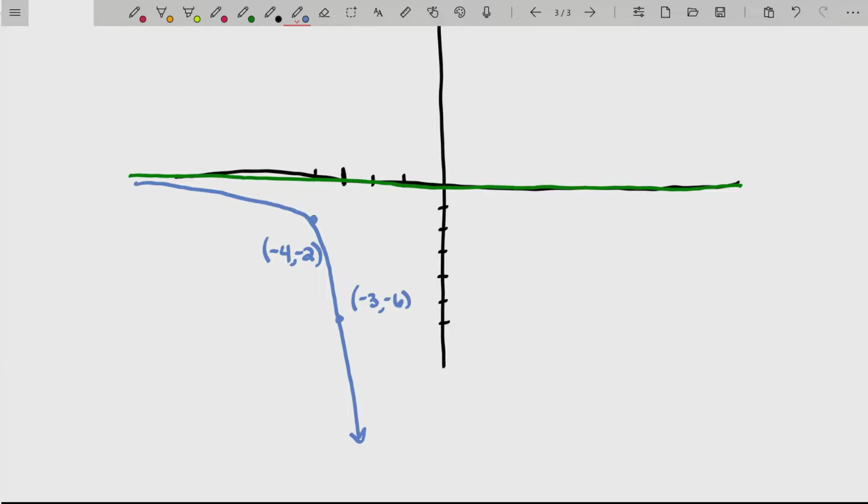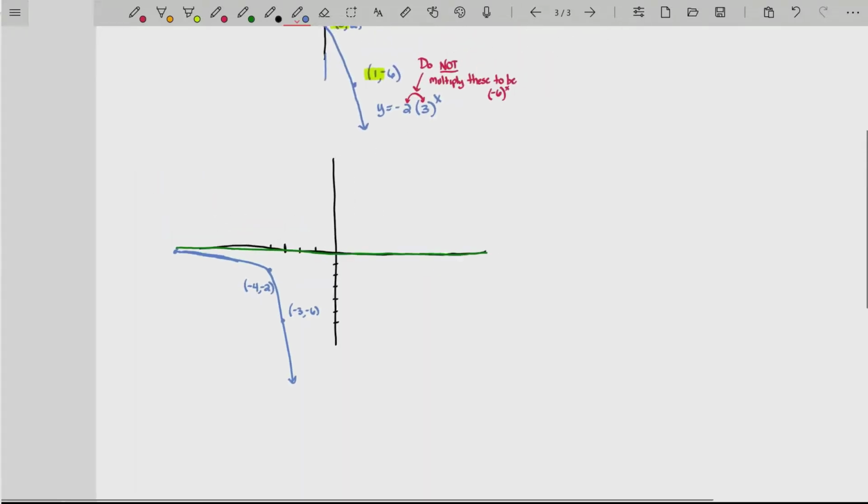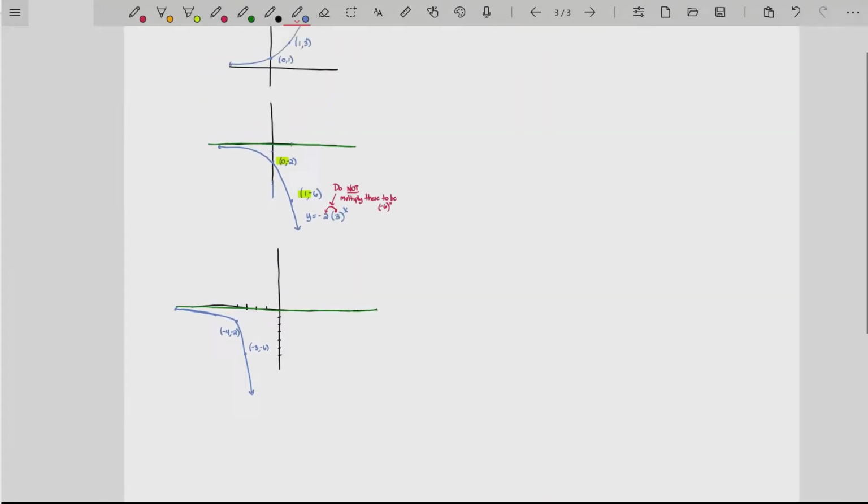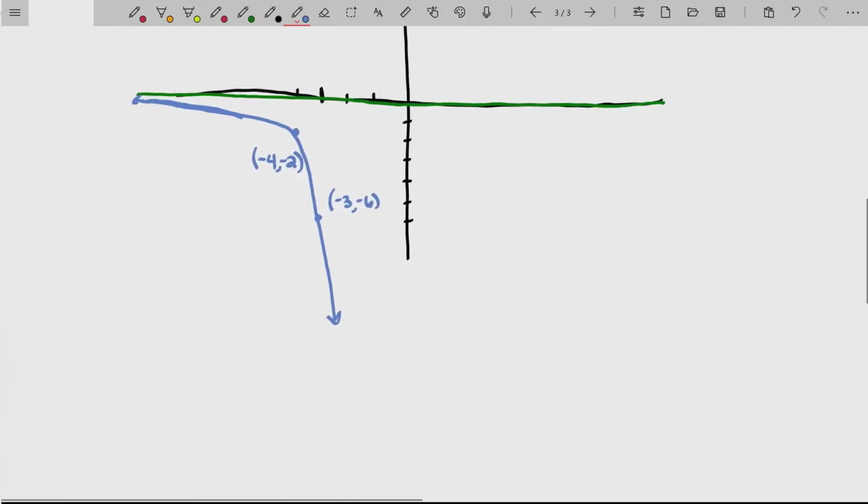It is a function, so don't have it curl back on itself or anything like that. It has to pass both the vertical and horizontal line test, honestly, because it's a one-to-one function. So far that's what we have. And then our very last move is, oh, by the way, I should label that, right? So this is y equals a negative 2 times 3 raised to the x plus 4.